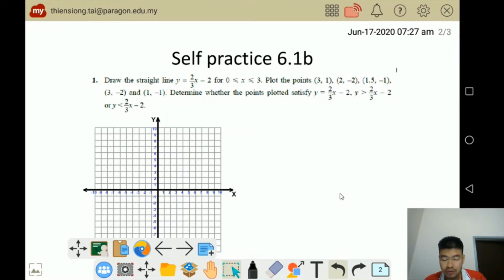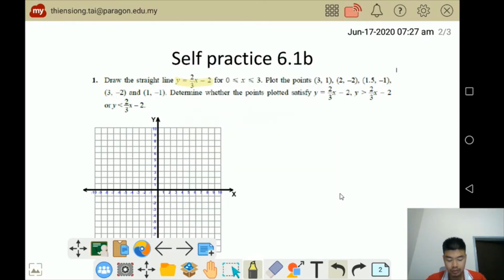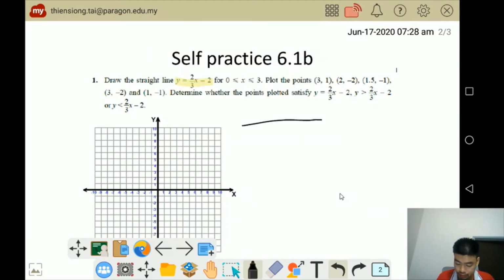First things first, you have to draw the line. Let me highlight that for you. Remember back how to draw the line. First step, construct the table. You have to find the coordinates of 2 points. To do that, construct the table like so, with x and y.